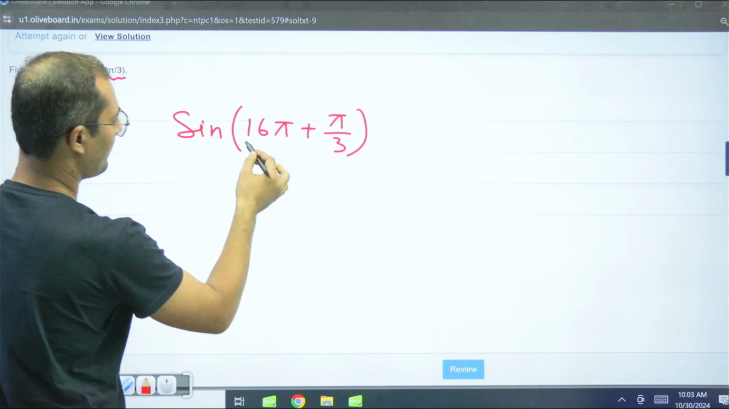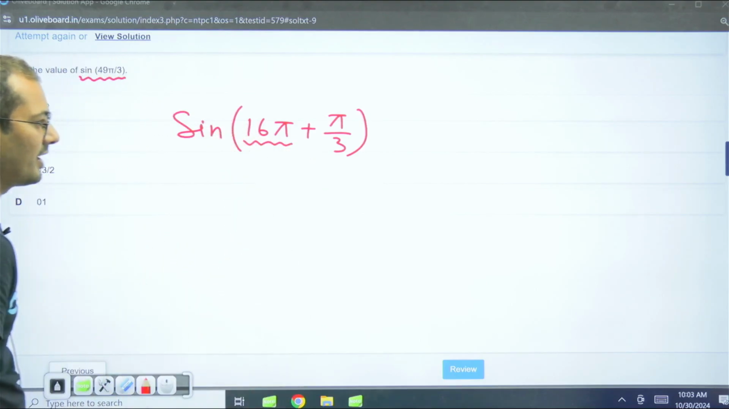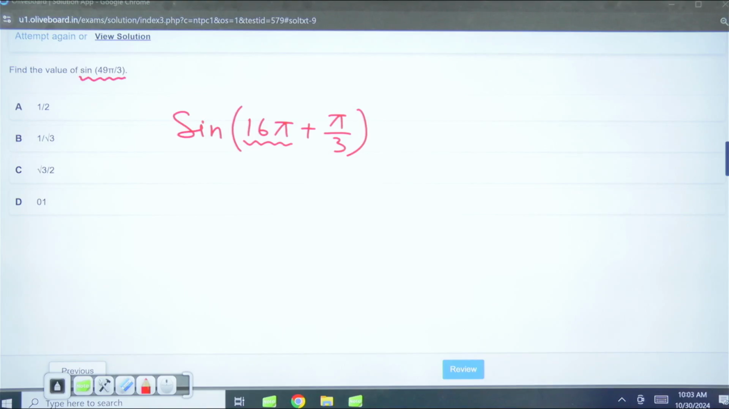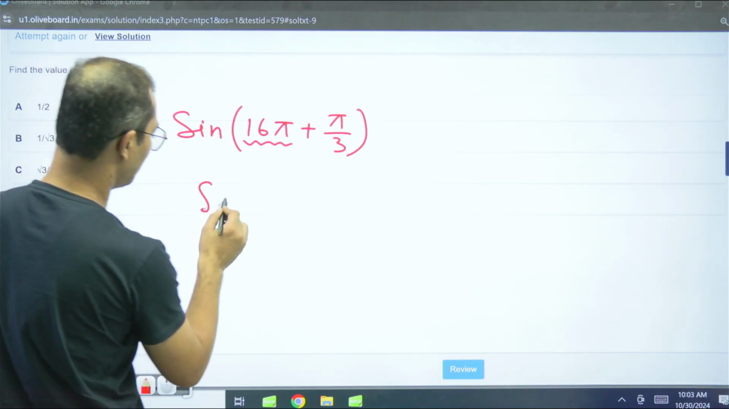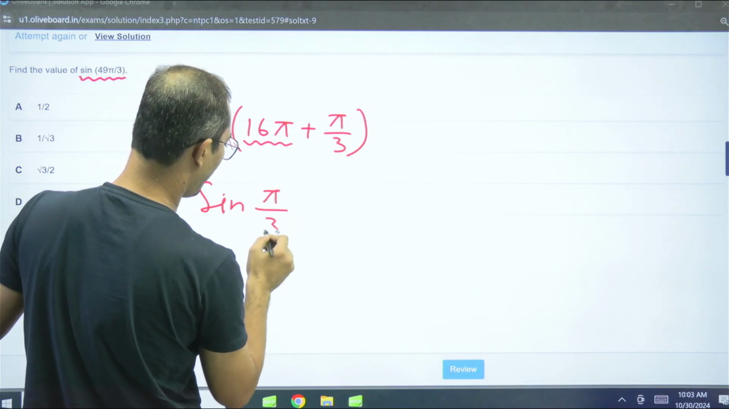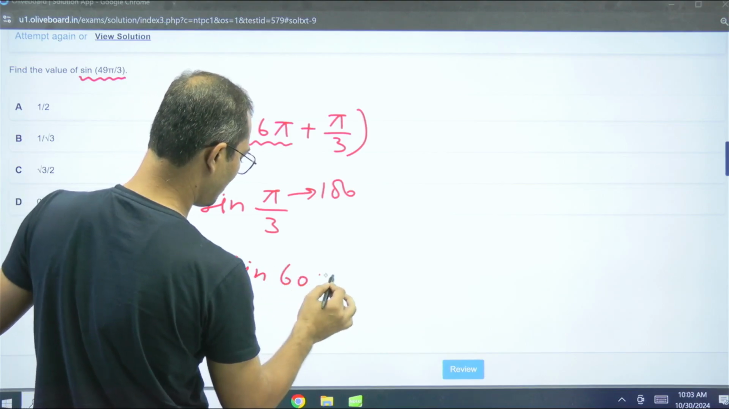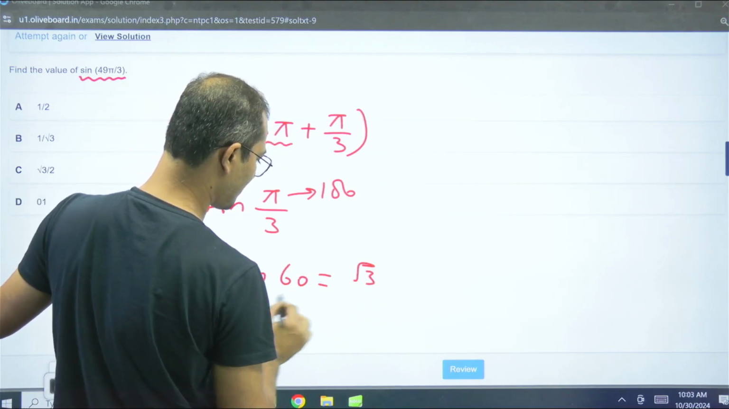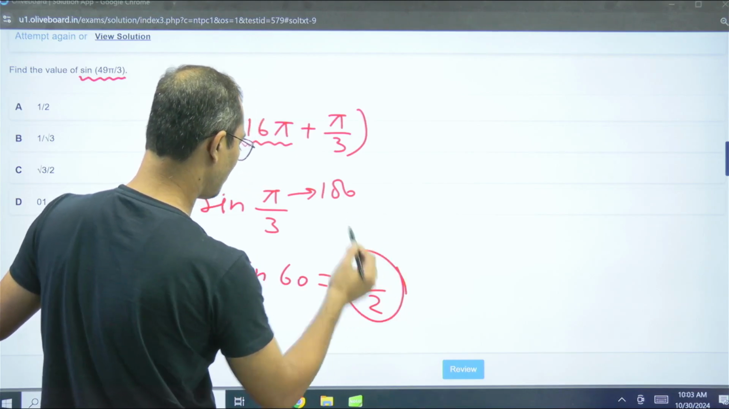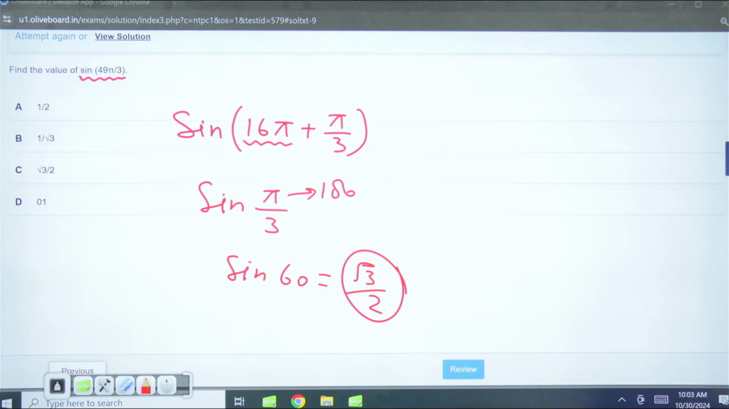So at the multiple of 180, there is no change in the sign, right? And in the first and second quadrant, sine is positive, right? So we can say that this is equal to sine pi by 3. Pi is equal to how much? 180. So we can say that sine 60, the value for sine 60 degree is equal to root 3 by 2, right? So C part is the right answer. Yes, C Chennai Express is the right answer.